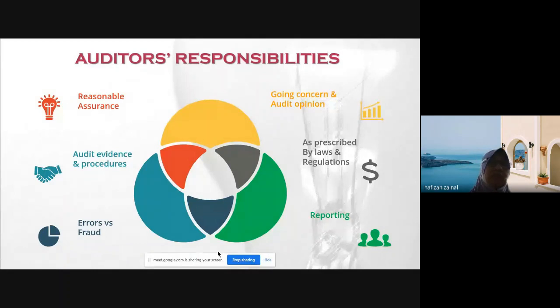Absolute assurance means 100%. Okay. So until now, even with the data driven audit approach, we are still going on the basis of reasonable assurance. And then the auditor's responsibility is to perform audit procedures. What audit procedures to do? It is driven by the audit objective. What kind of audit evidence do we need to cite? Also driven by audit objective.